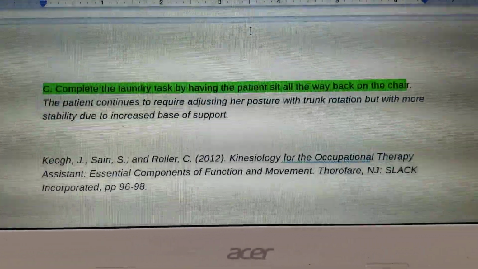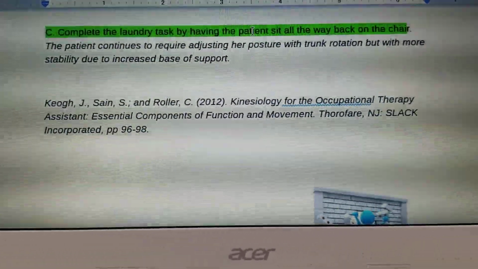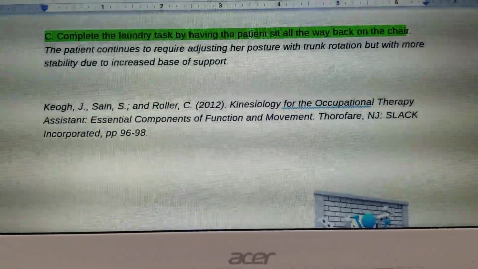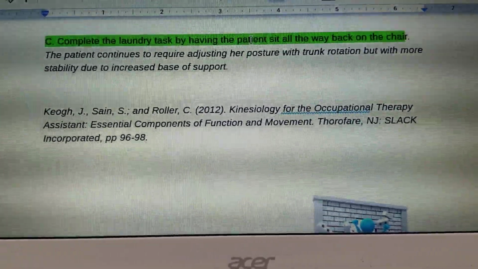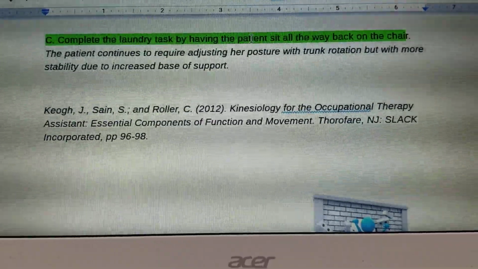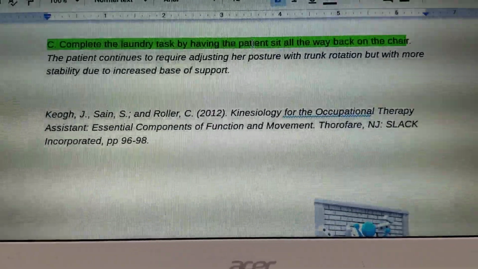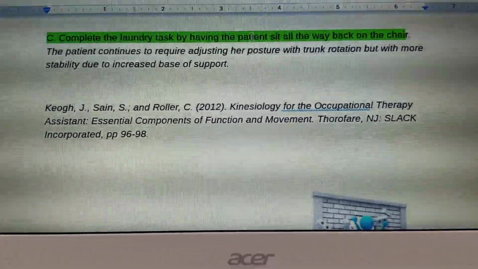Therefore, the correct answer is C, which completes the laundry task by having the patient sit all the way back on the chair. The patient continues to require adjusting her posture with trunk rotation, but with more stability due to increased space of support.